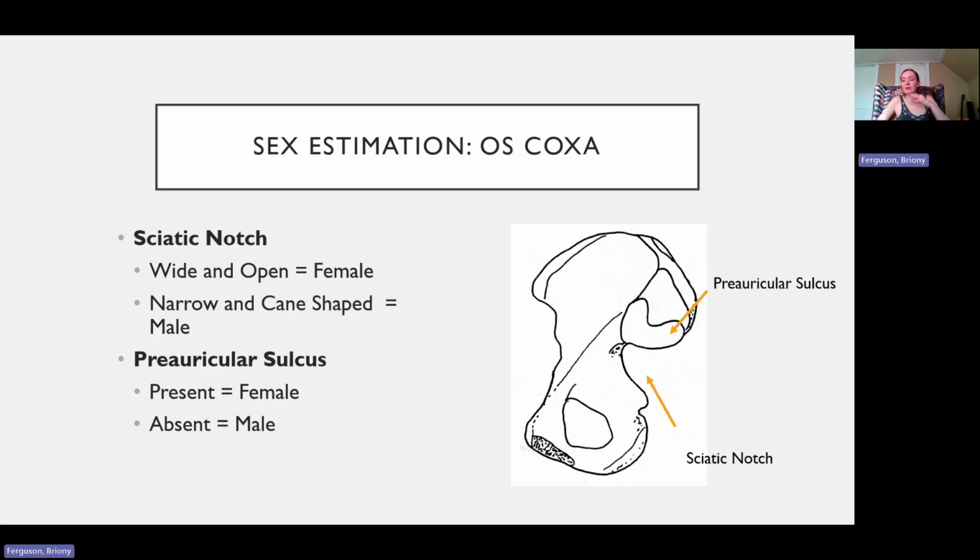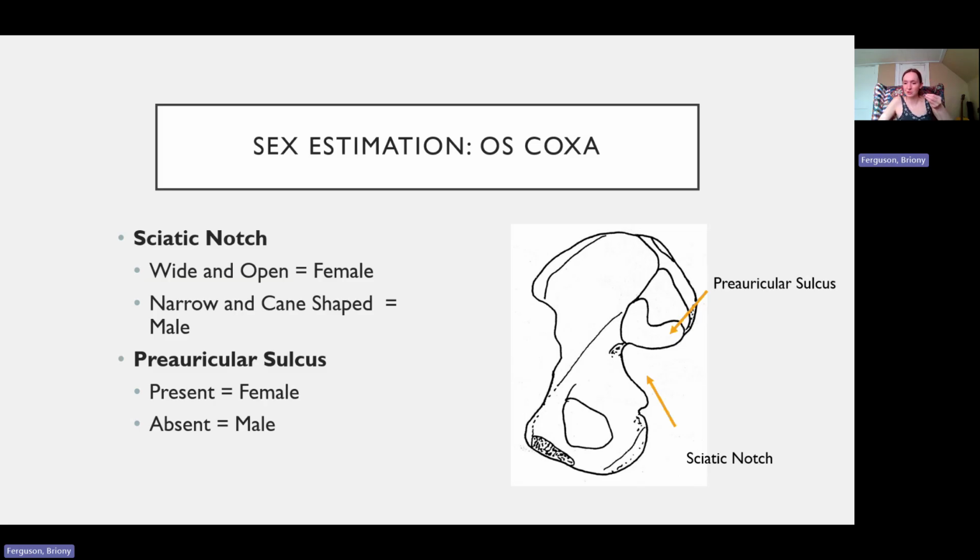Males, however, are going to have a very narrow shaped sciatic notch, to the point that it's almost shaped like a candy cane. The top of that pelvis is going to curve inwards just a little bit and really give it that kind of hook shape. We can also look at the preauricular sulcus, because males do not have a preauricular sulcus. Females do. Now, the preauricular sulcus is kind of this U-shaped section on top of the os coxa there.